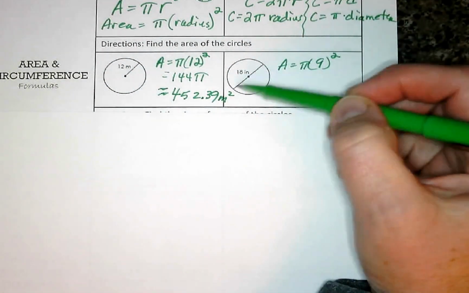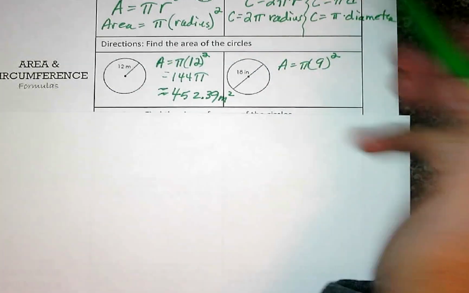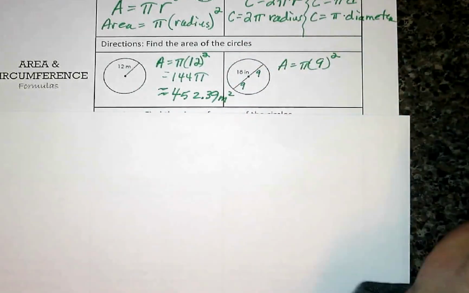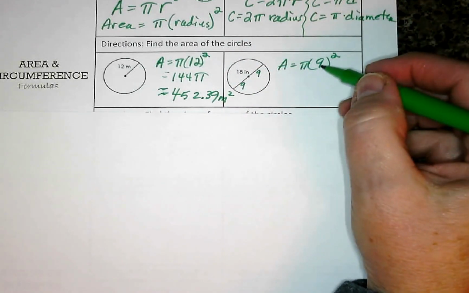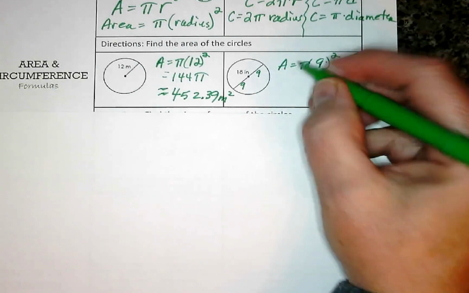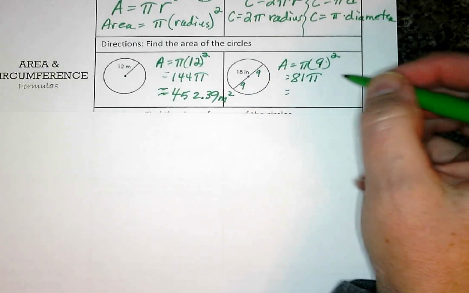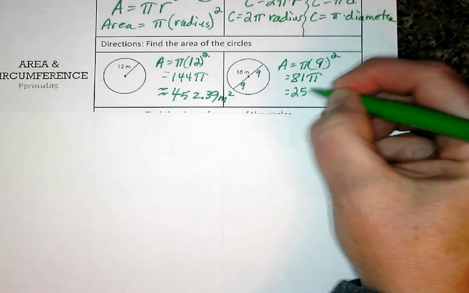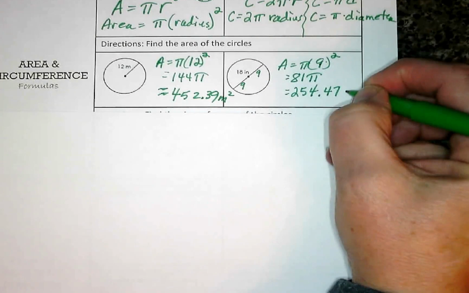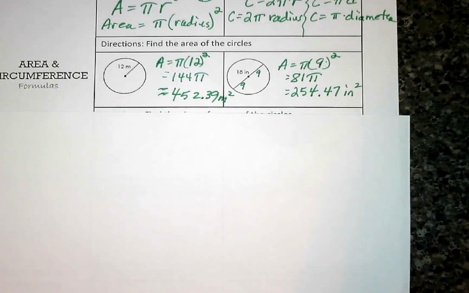The second one, I'm given the diameter. Okay, but I know the area formula is pi r squared. So if the diameter is 18, I know the radius is 9. And that's what I need for the formula for area. So I'm going to square that. 9 times 9 gives me 81 times pi. When I multiply those two out, I get 254.47. This was in inches. It is area, so square inches or inches squared would be the label.